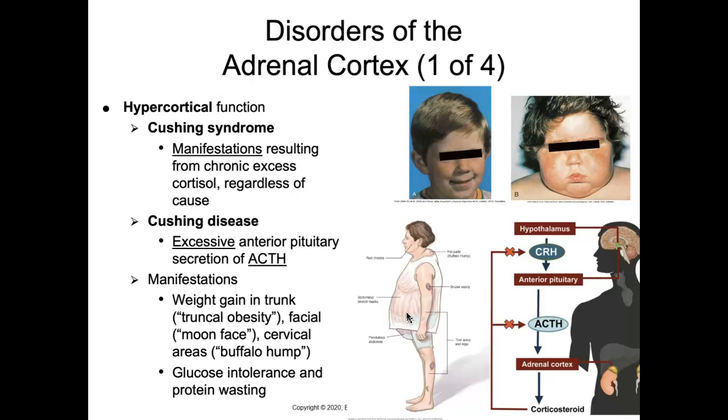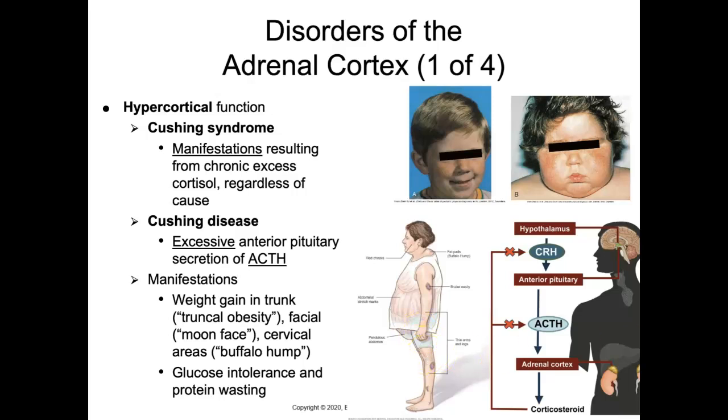And then we've got protein wasting that takes place, which is caused by the catabolic effects of cortisol on the peripheral tissues. And so the muscle wasting leads to muscle weakness. You could see that they've got very thin arms and legs despite adipose deposits in other areas of the body.